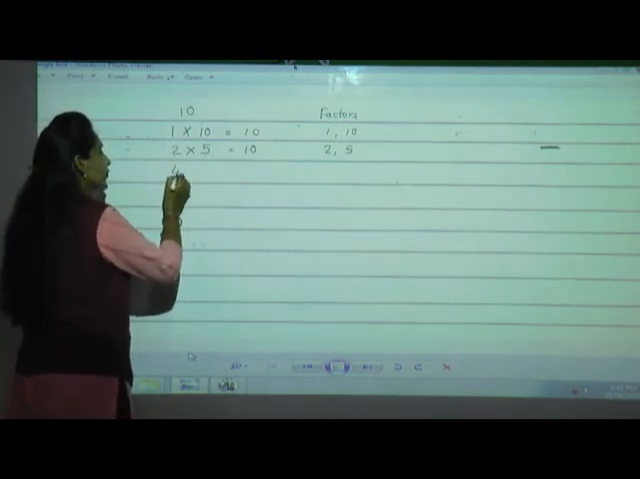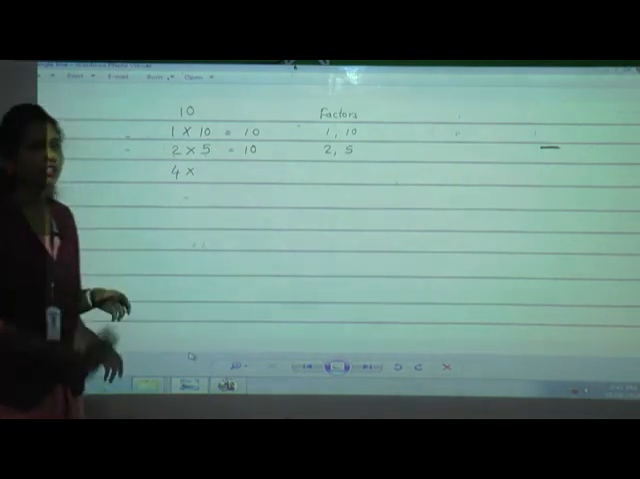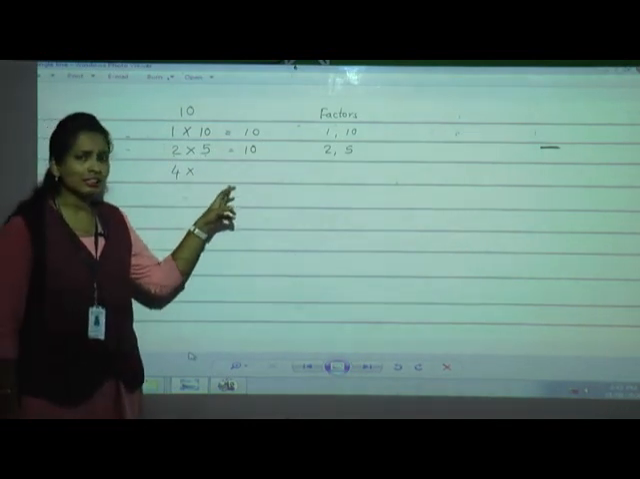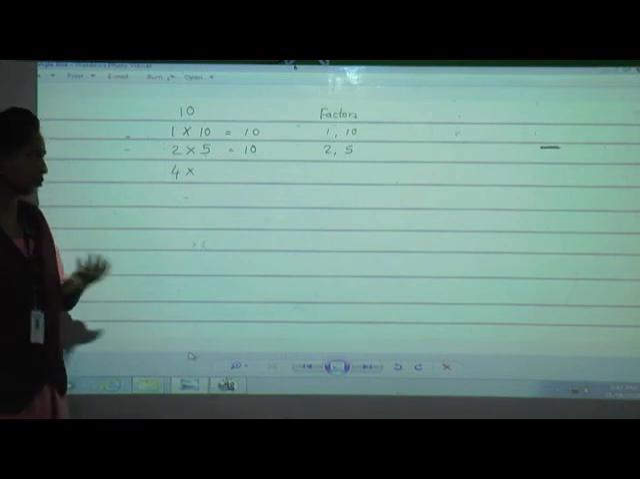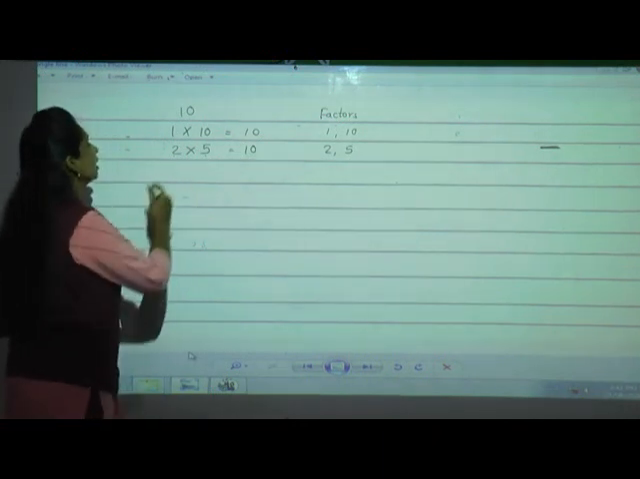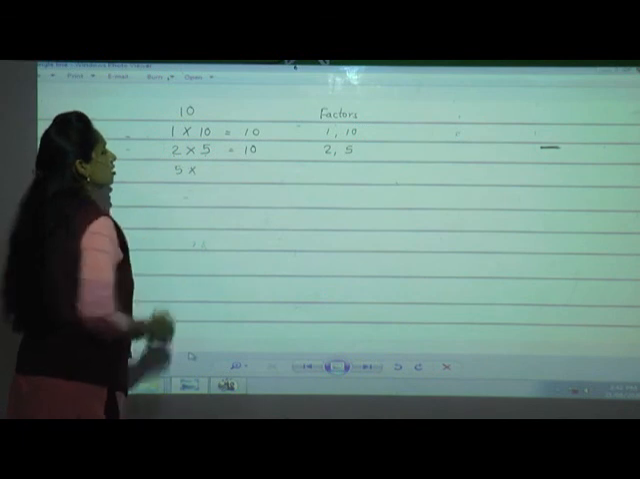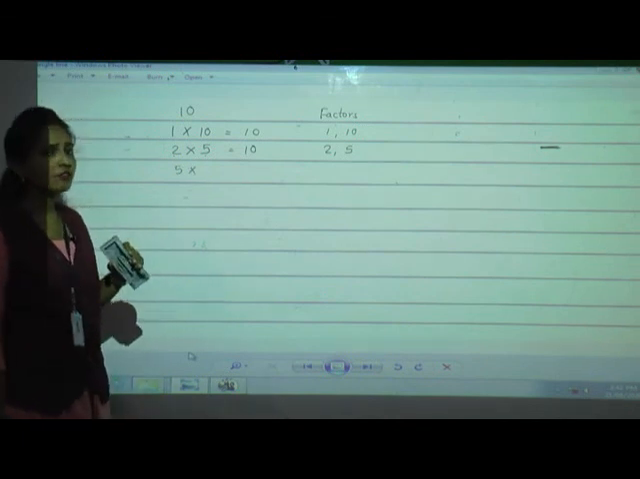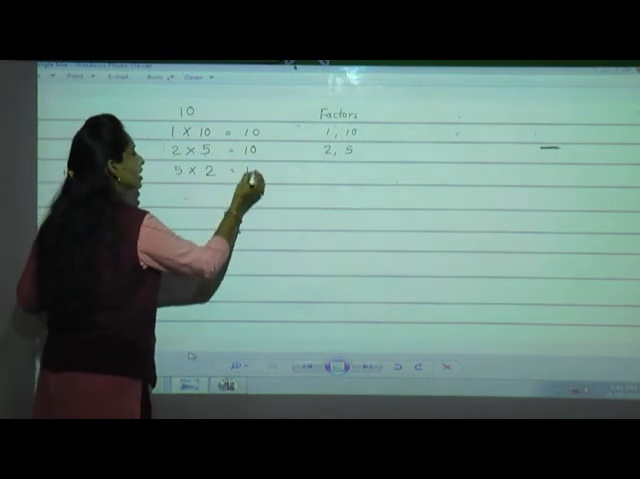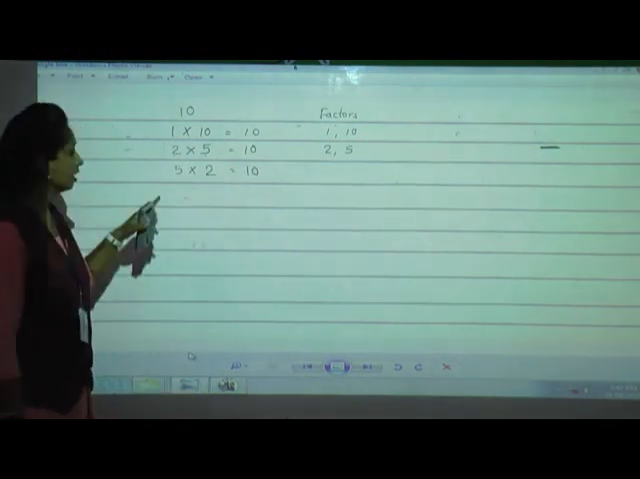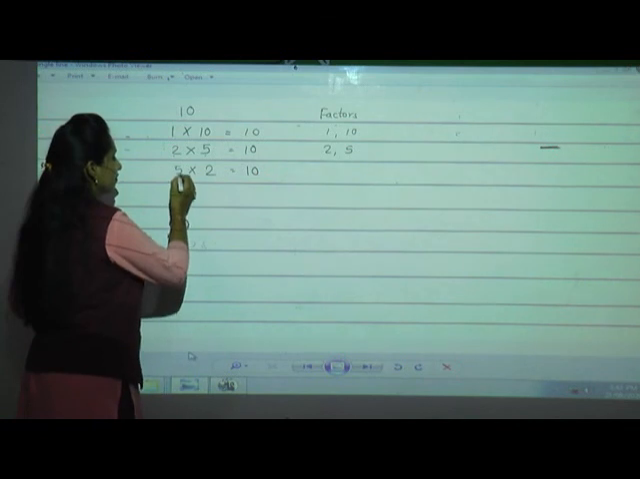Now I'll go with the 4. Now see, can we multiply 4 with any number to get 10? 4 2s are 8, 4 3s are 12. So it is not possible. Now I'll go with the 5. Now see, with 5, which number can I multiply to get 10? 5 2s are 10, isn't it? Now next, what about 6? After 5 comes 6.